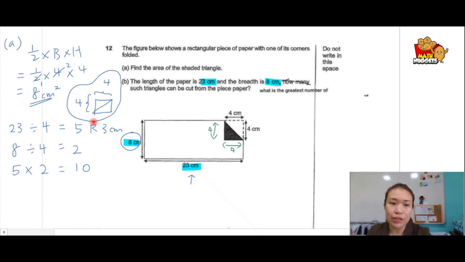Okay? But 10 squares, the question is looking for triangles. So in 1 square, I have 2 triangles, right? So 10 squares times 2 triangles each, in total, I can cut out 20 triangles.